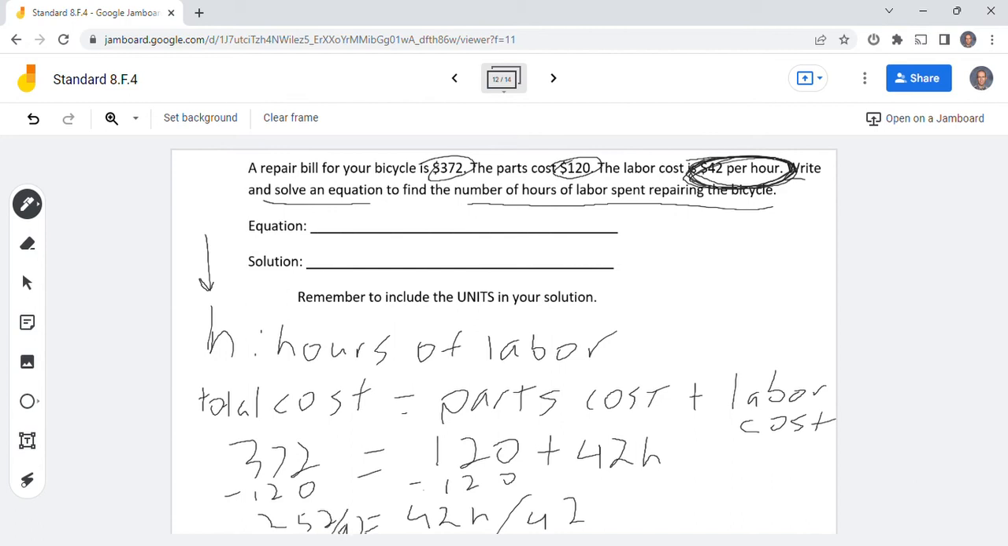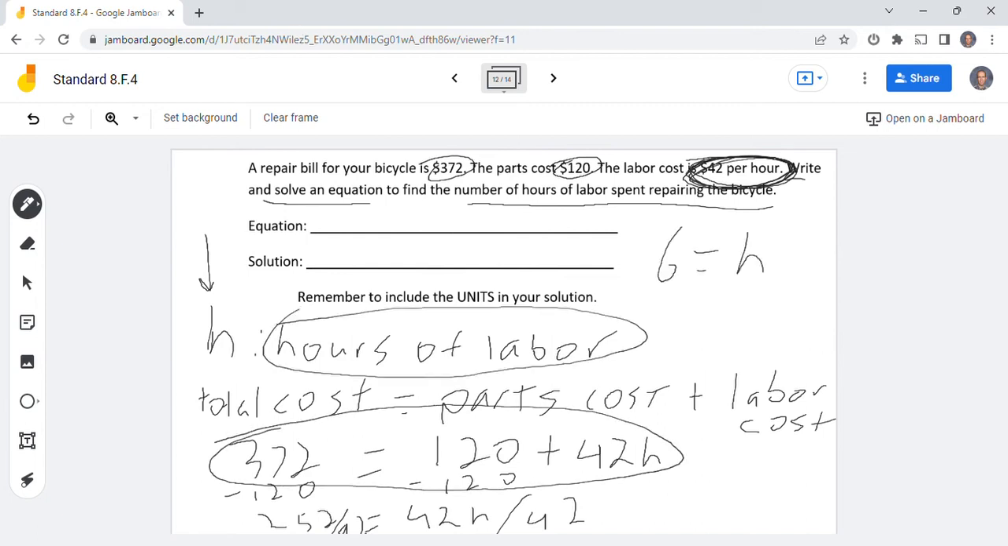252 divided by 42 on the left hand side is what we need. And that gives us a total of 6. This equation is what should go here for this equation in that blank, and the solution I'm going to write is h equals 6 with the label of units, hours.